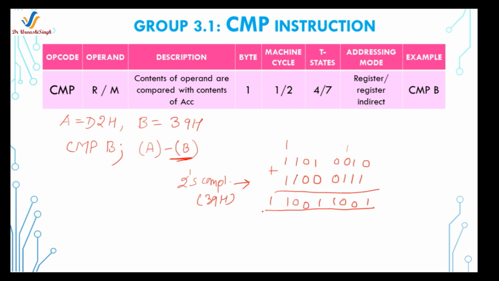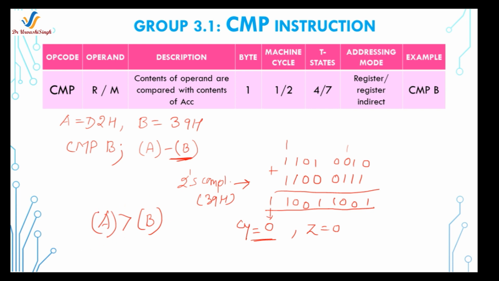Here carry flag value is 1. So let's complement it, because in subtraction you have to complement the carry flag after performing the operation. So now the carry flag value is 0 and zero flag is 0, because result is not 0, which means that accumulator contents are greater than the register B.